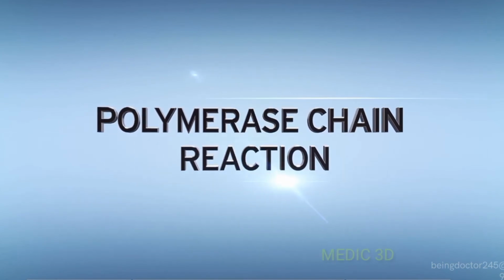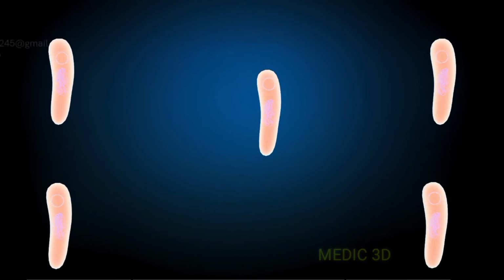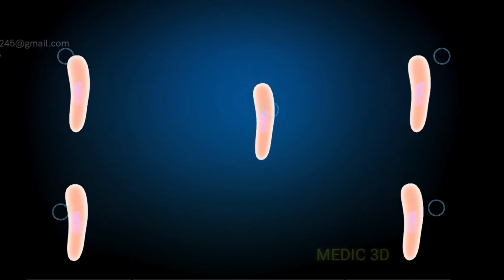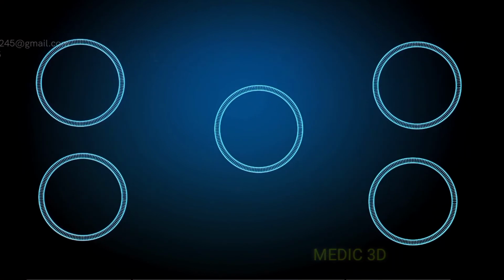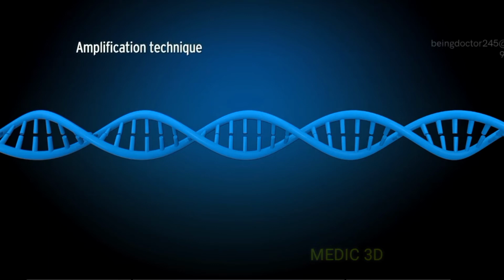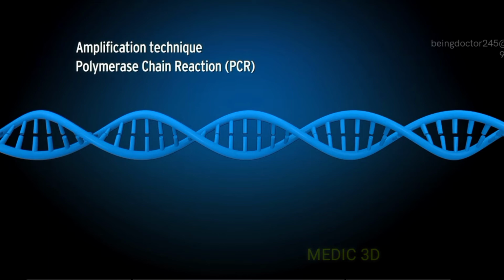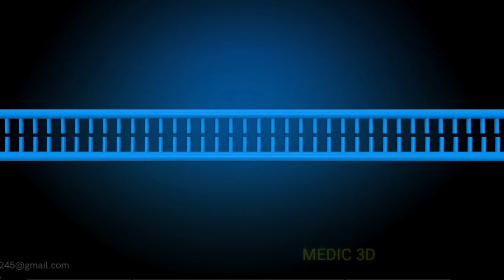Polymerase chain reaction. When some DNA is isolated and purified from the source, we require larger quantities to conduct studies. So, we can use an amplification technique known as the polymerase chain reaction, or PCR, to generate large amounts of a selected DNA sequence. A fragment of DNA, about 100 or more base pairs in length, acts as the template.